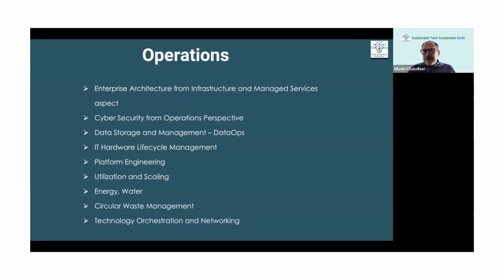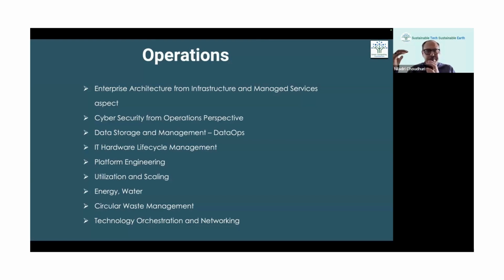Then we look at the operations, enterprise architecture from the infrastructure and managed services aspect. We need to look at cybersecurity from an operations perspective. Why cybersecurity? Because if there is no resilience, sustainability cannot happen. Any outage, whether it is a normal outage or a cybersecurity related outage, is going to take a lot of effort to bring the business back to normal. And that means that much more carbon footprint is going to be created. So we have to reduce rework.